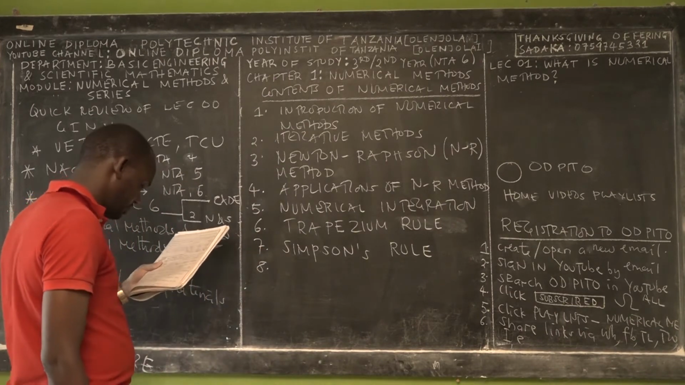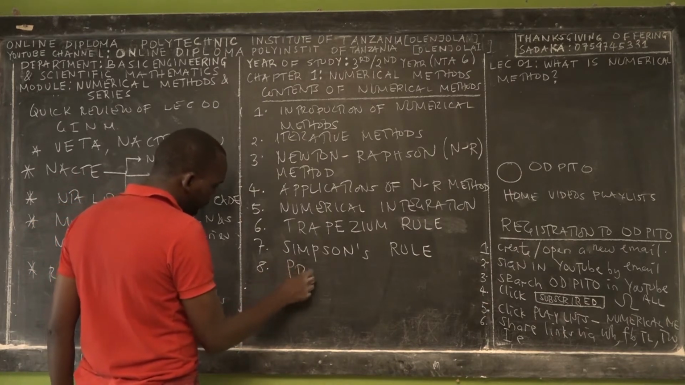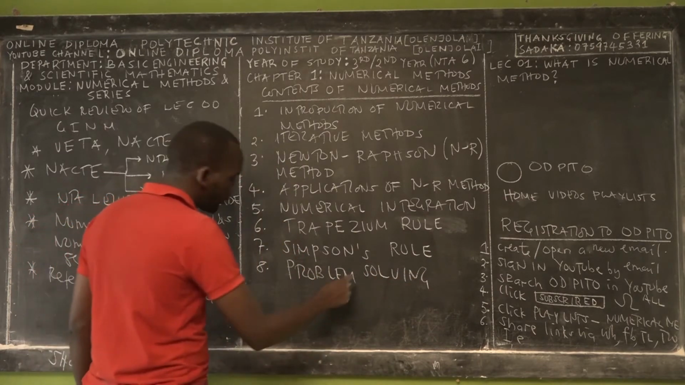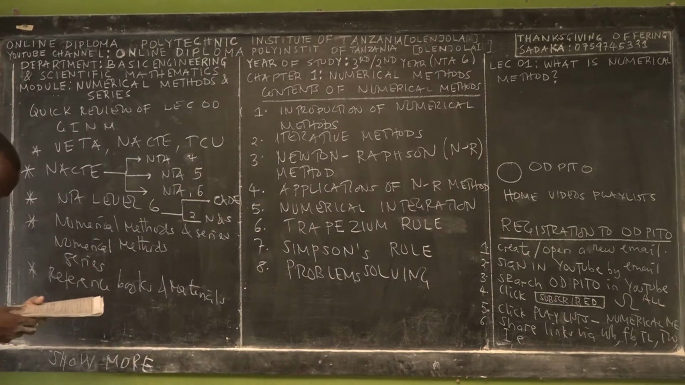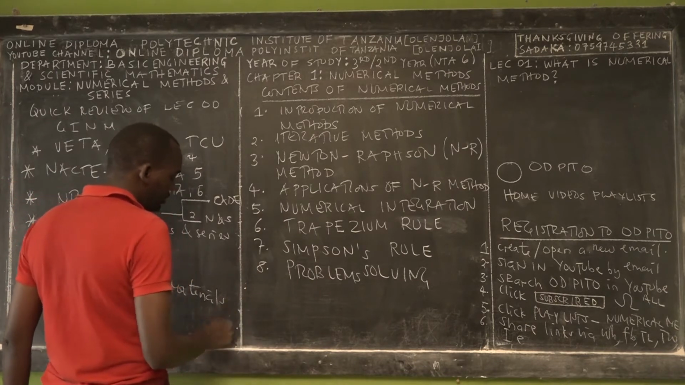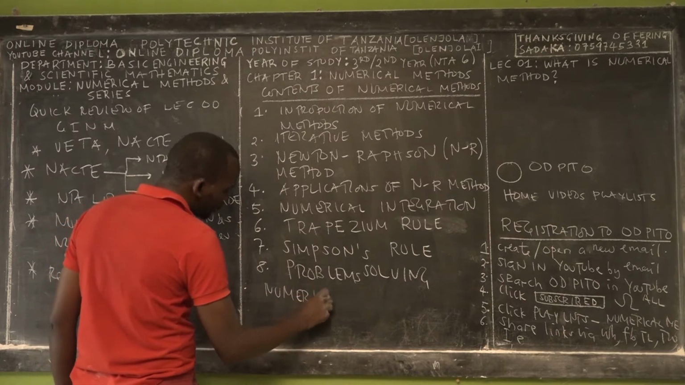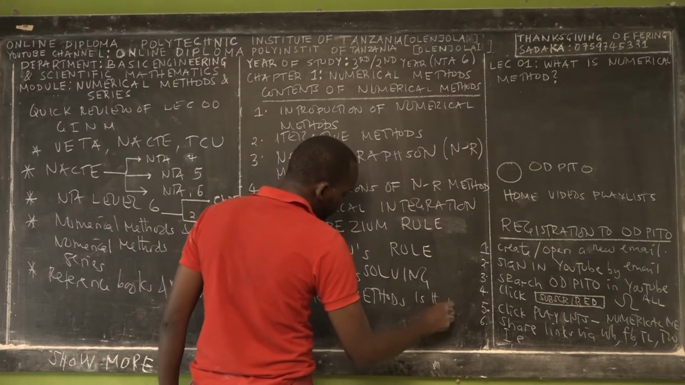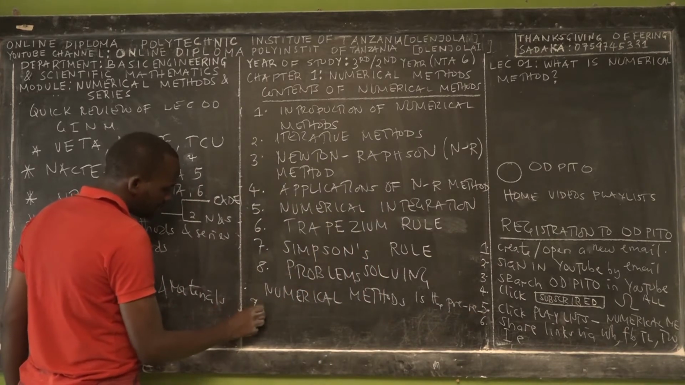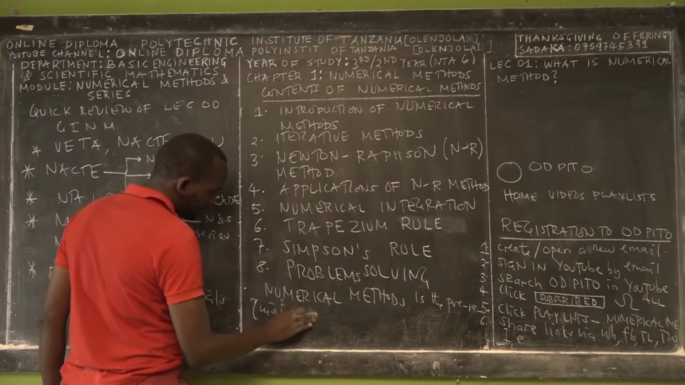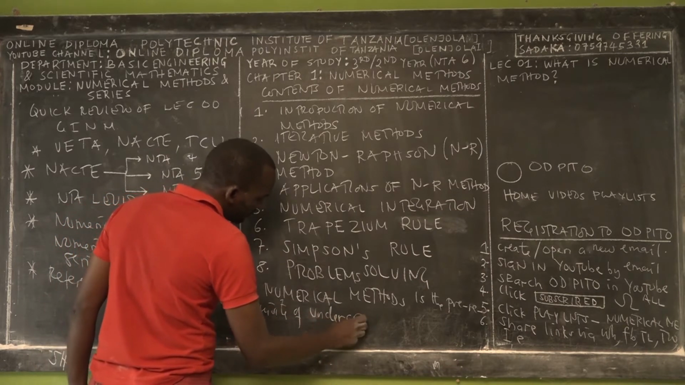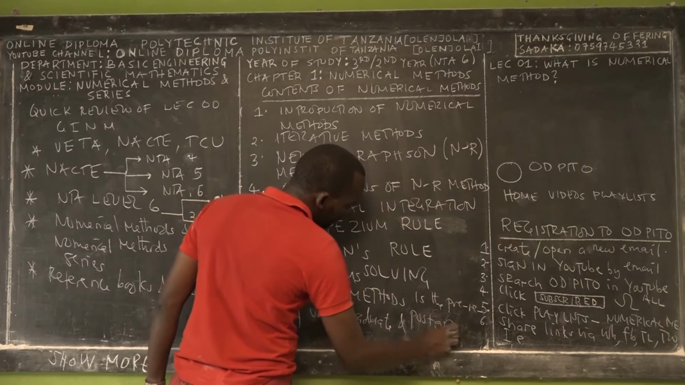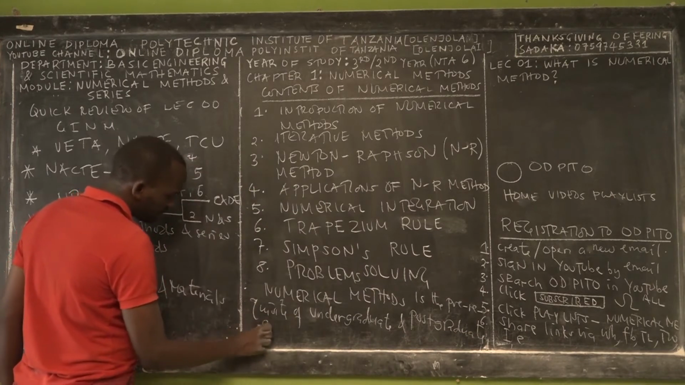Then the 8th concept is problem solving. We'll be teaching on problem solving, solving so many problems of past papers. This is prerequisite, okay? So remember, numerical method is the prerequisite of undergraduate and postgraduate engineering mathematics.